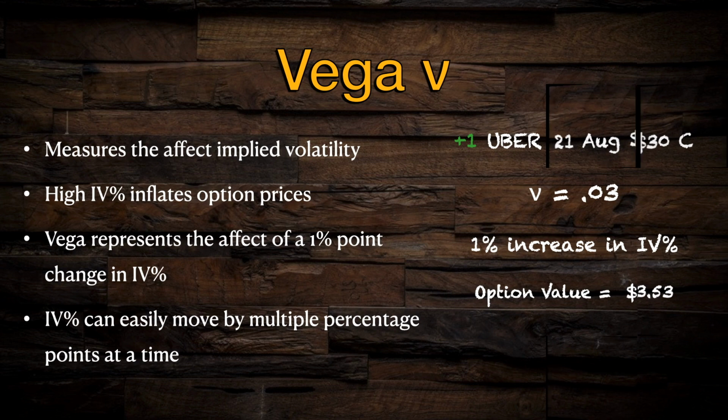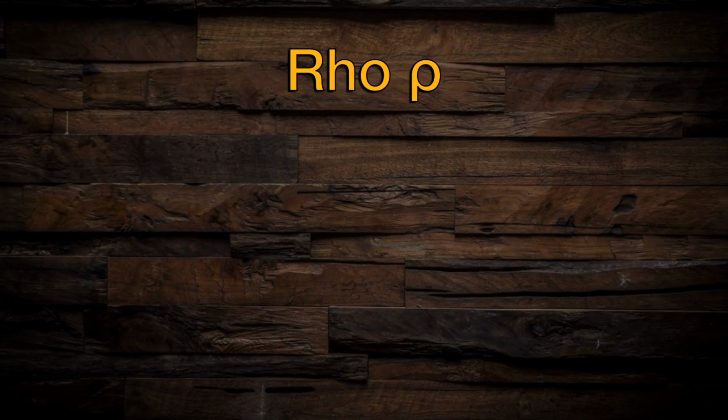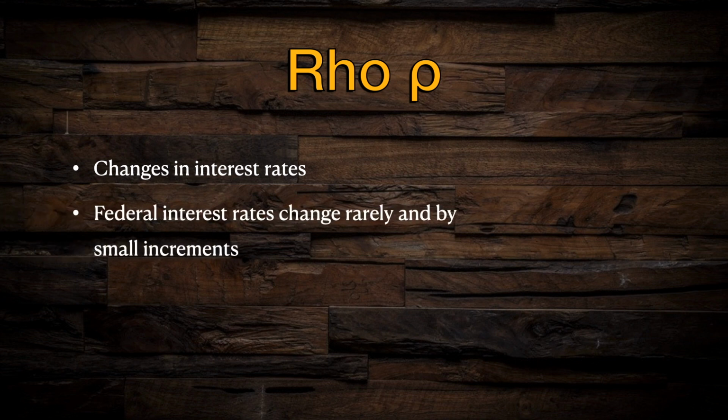The last, and likely the least significant Greek variable that is often ignored by option traders, is called rho. Rho tells us how an option's value will respond to a change in interest rates. But federal interest rates are not changed very often, and usually only by the very smallest of increments. This Greek will likely not have any significant impacts on your trades, but it's worth mentioning here.